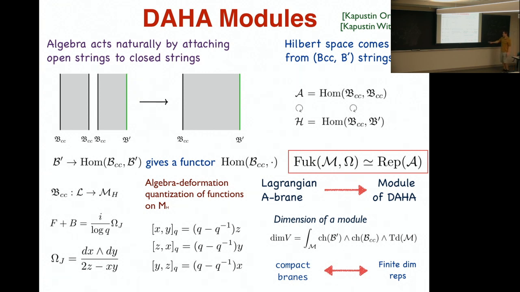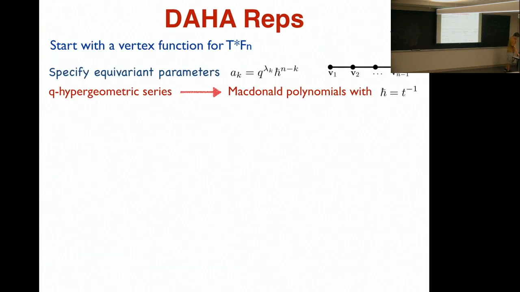Okay. Basically, part of the dictionary is that finite dimensional representations correspond to compact branes. Infinite dimensional representations correspond to non-compact branes, and the intersection numbers here and Lagrangian disks on the Fukaya side correspond to some morphisms on the representation side. Okay, well, let's talk about representations a little bit.